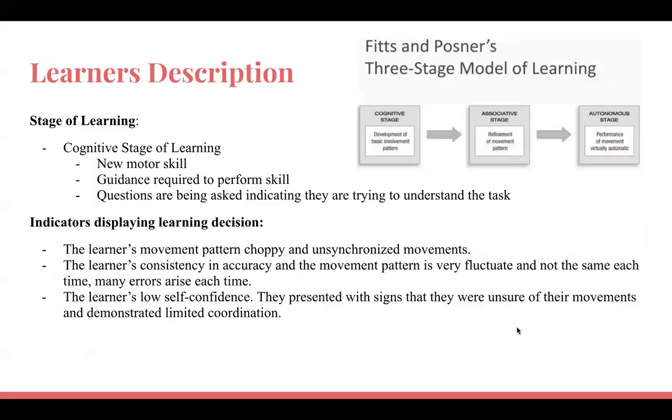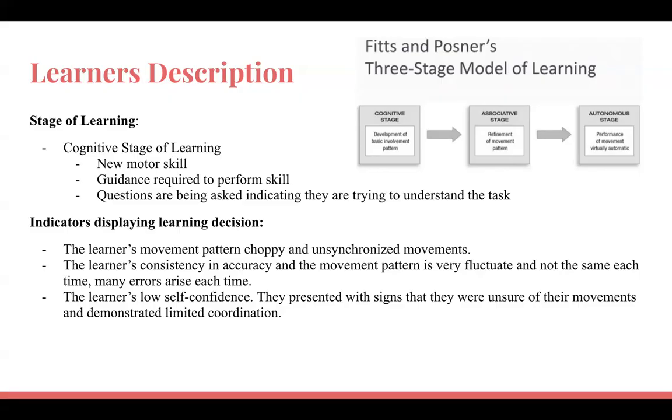Learner's description. Our learner is currently in the cognitive stage of learning. We chose this stage because the learner has never performed an overhand volleyball serve before and is trying to understand what the skill would look like and feel like. We observed several performance indicators that support this classification. One being choppy and uncoordinated movement patterns. The learner's movements lack synchronization, showing that they are still figuring out how to sequence the skill.